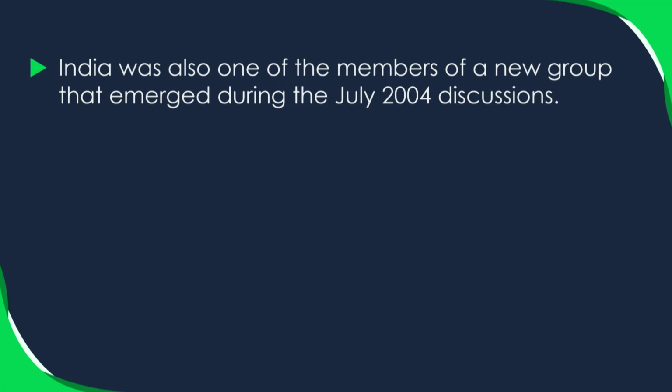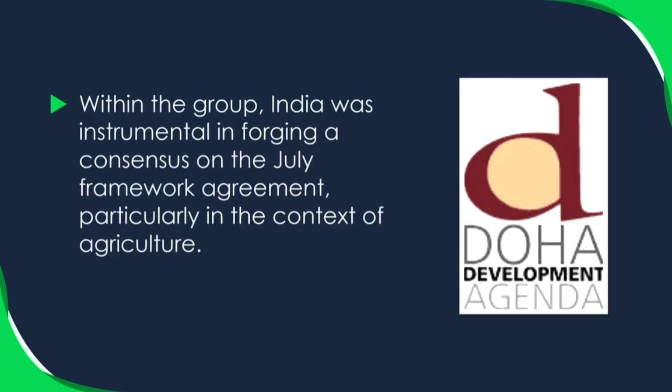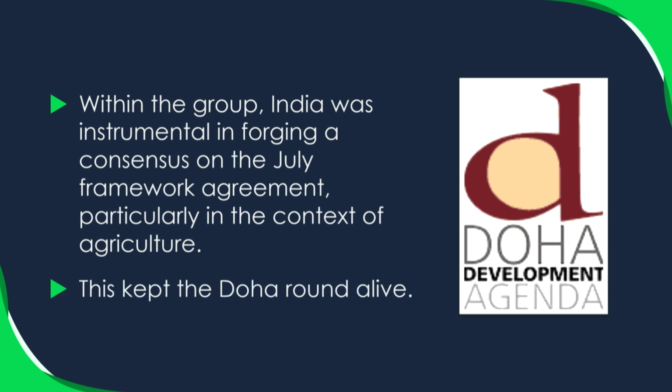India was also one of the members of a new group that emerged during the July 2004 discussions. The five interested parties group, including Brazil, the US, the European Union and Australia, consisted of countries with both offensive and defensive interests in agriculture. Within the group, India was instrumental in forging a consensus on the July Framework Agreement, particularly in the context of agriculture. This kept the Doha round alive.